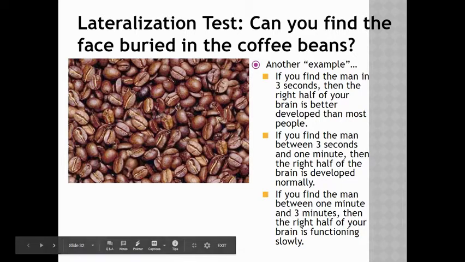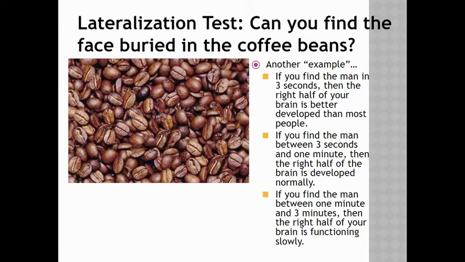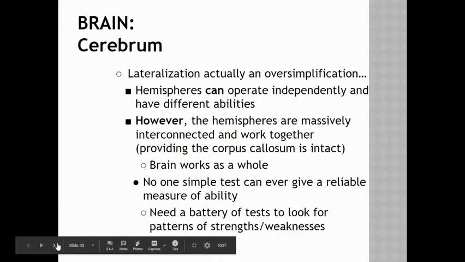Here's another lateralization test. Can you find the face buried in the coffee beans? So again, this is a very general example. It is said that if you can find the man in 3 seconds, then the right half of your brain is better developed than most people. If you find the man between 3 seconds and a minute, then the right half of your brain is developed normally. And if you find the man between 1 and 3 minutes, then the right half of your brain is functioning slowly.